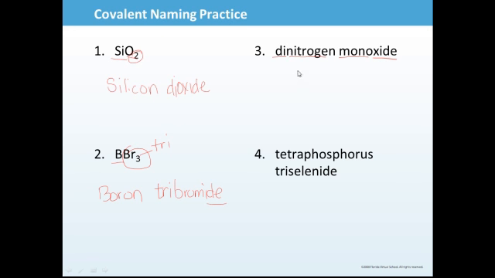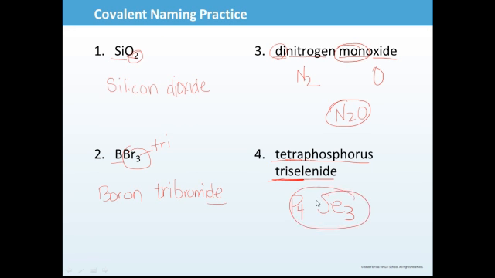oxide. So I have nitrogen, I know I have oxide. Remember, covalent bonds, no charges, just elements. Di means 2, mono means 1, therefore N2O. Okay, number 4, we have tetraphosphorus triselenide. Tetraphosphorus means that I have 4 of them. Triselenide means that I have 3 of them. So P4Se3. That's it. That's all you got to do.